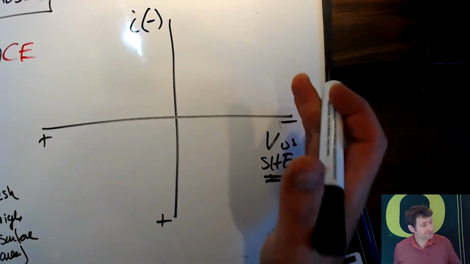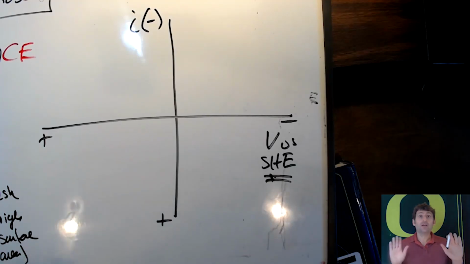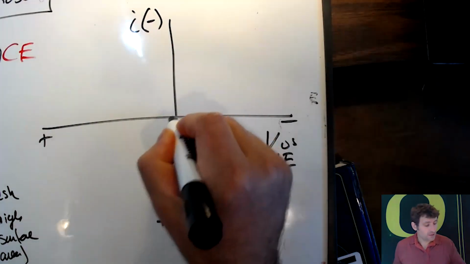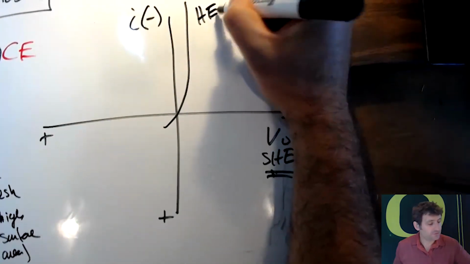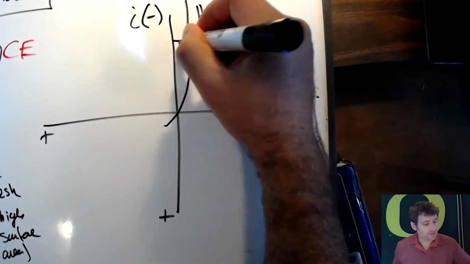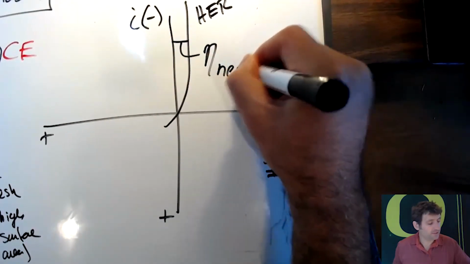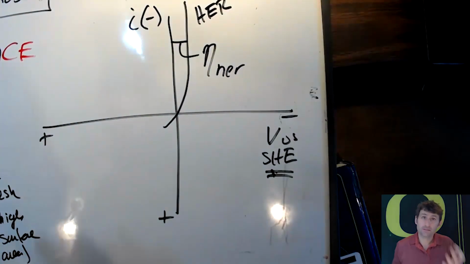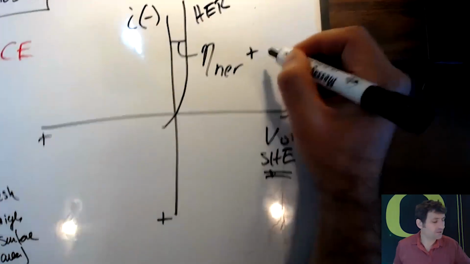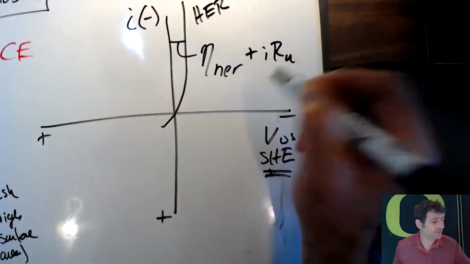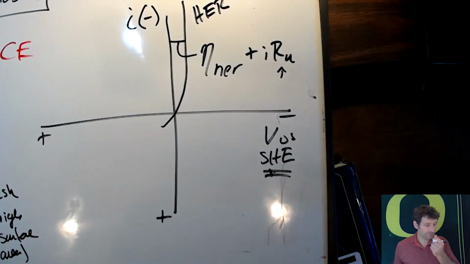So if I apply potential negative of the standard hydrogen electrode, what's going to happen? Do I need 1.23 volts to get current? No, I actually don't. I'll see current immediately, and that will be hydrogen evolution reaction current. And I'll measure some overpotential there, and that's going to be solely due to the overpotential of driving the kinetics of the hydrogen evolution reaction, plus iR_u, which is called the uncompensated series resistance, which we'll talk about.